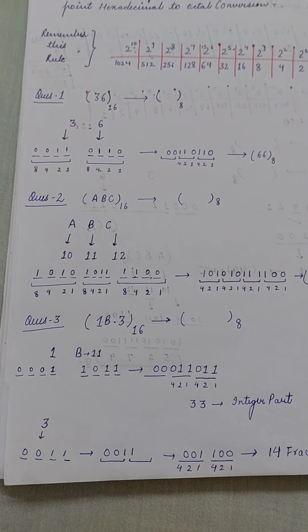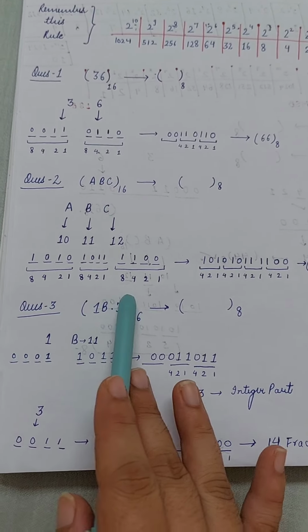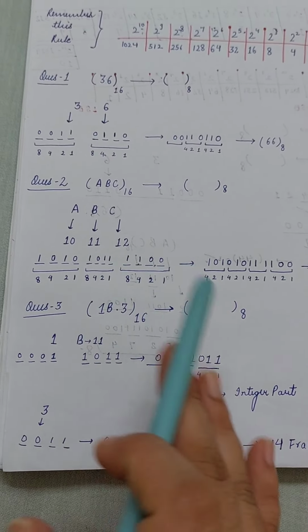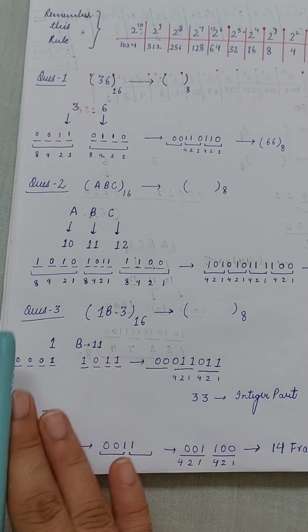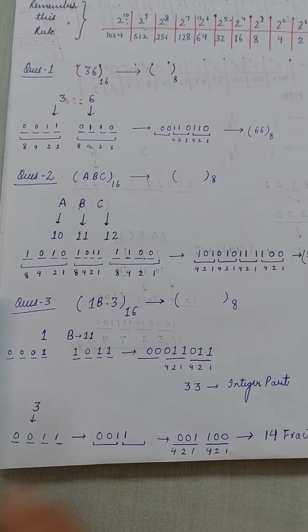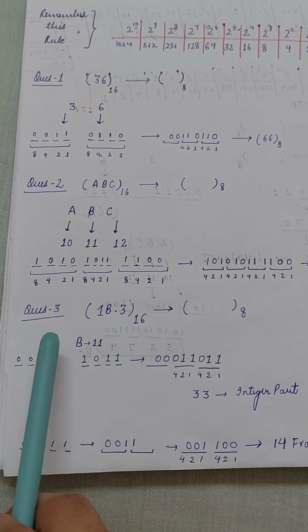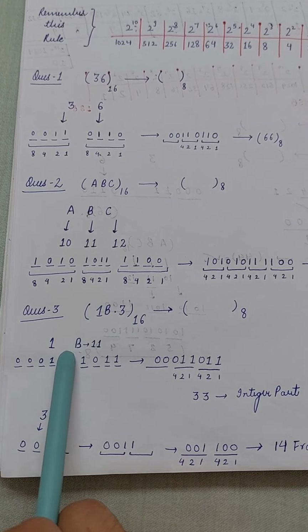So for that, what you have to do, just consider the integer part first, forget about the fractional part, and in the second step we will see the fractional part and forget about the integer part. So let's say we are taking the integer part first. In the integer part we have 2 digits. One is 1 and the other one is B.